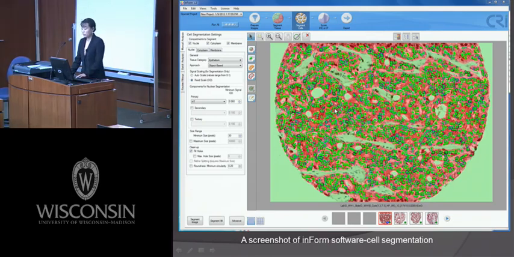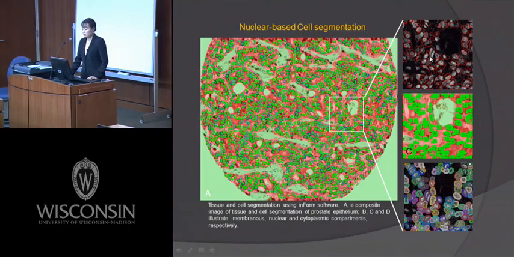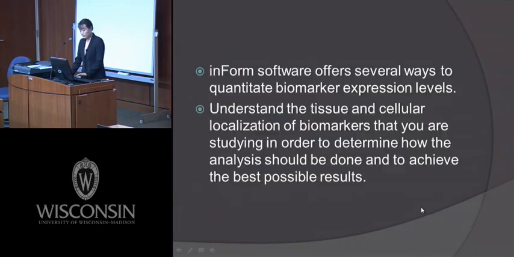So I'm going to further segment the epithelium into cytoplasm and the nuclear compartments, so you can see the membranous compartment, nuclear compartment, and cytoplasmic compartment. So inForm software offers several ways to quantitate the biomarker expression levels. Understand the tissue and the cellular localization of the biomarkers that you are studying in order to determine how the analysis should be done and to achieve the best possible results.